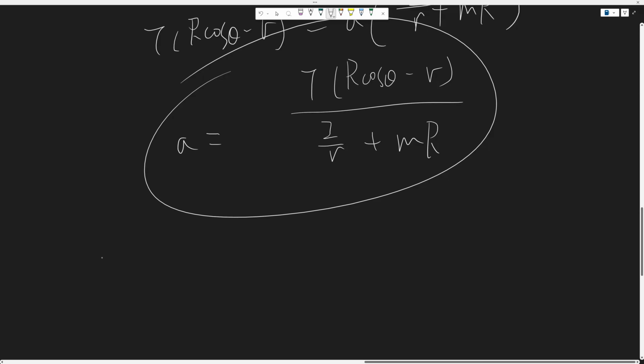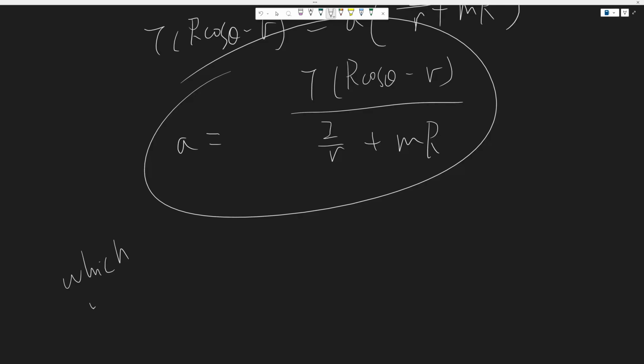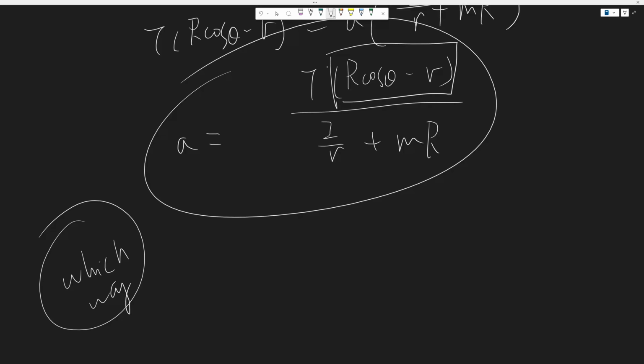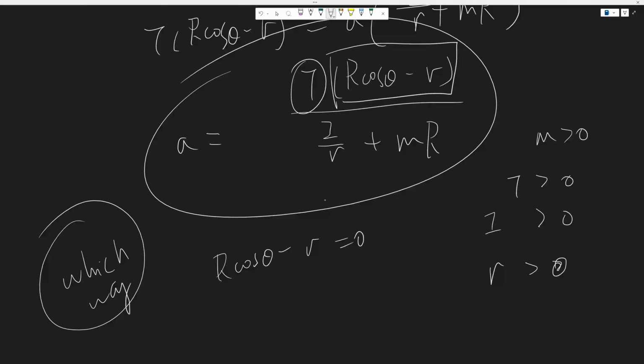And then the question always also asks us which way it moves. So if we pay attention to the expression here, the only quantity that can be negative here is this. Because tension, we're just assuming we're pulling it along the string. No one's going to push the string, and so tension will always be positive. And obviously, moment of inertia and radius will always be positive, and the same goes with mass, and so this is always positive. And so the sole determiner of whether this a is positive or negative is R cosine theta minus r. And so let's set that to 0 and see what happens.